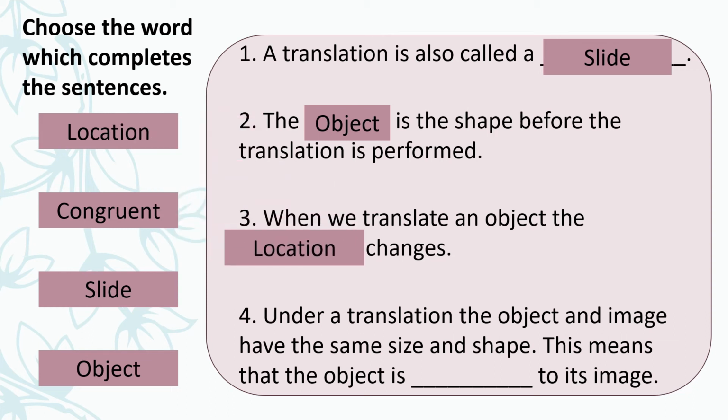Now, our fourth and final statement. Under translation, the object and image have the same size and shape. This means that the object is something to its image. What can you say? Is that word going to be congruent? That's right. If a shape maintains its size and shape, then we can say that the shape is congruent. Have you gotten all 4 of these statements correct? Excellent job!